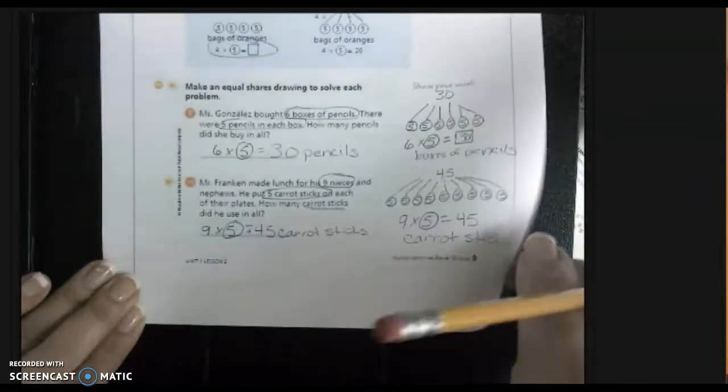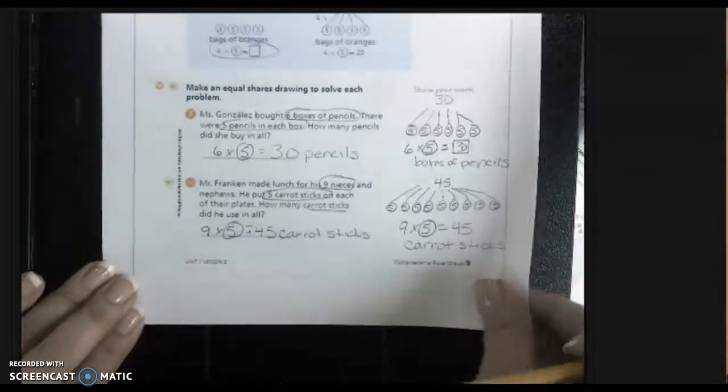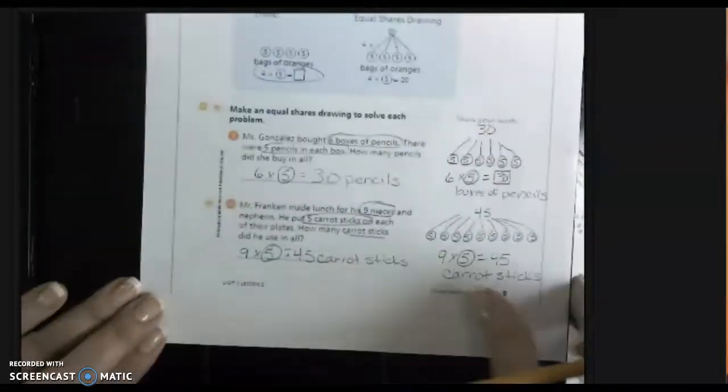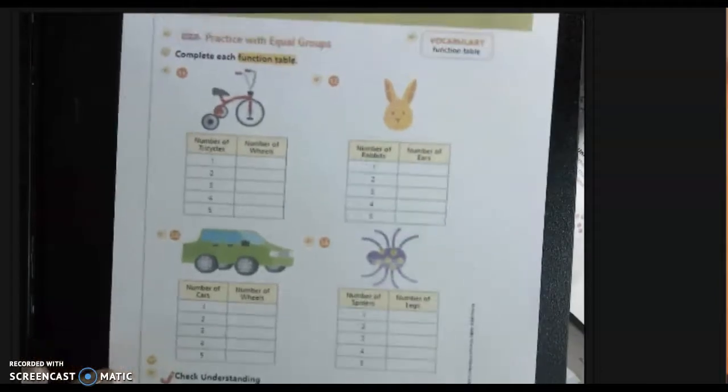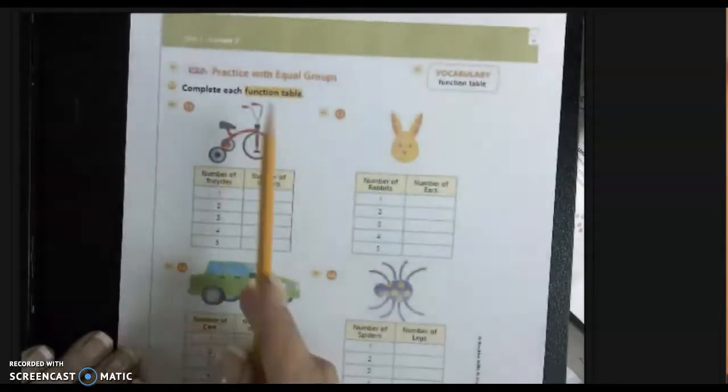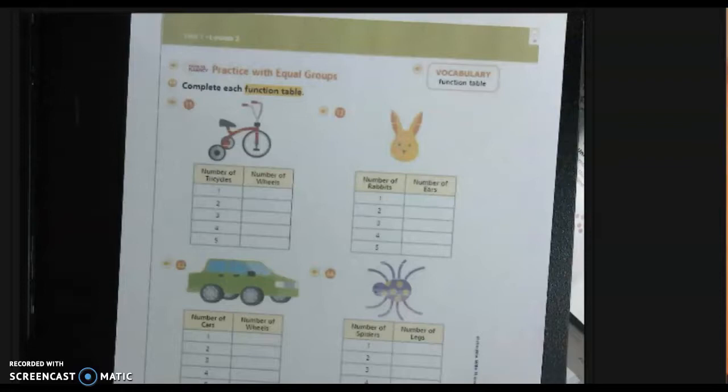All right, we're not finished, but we are finished with page 9. So go ahead and flip the page. We're going to take a look at page 10. And this time we're looking at something called rate tables or function tables. They're the same thing, just a different word for them.